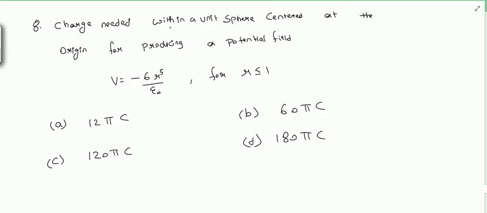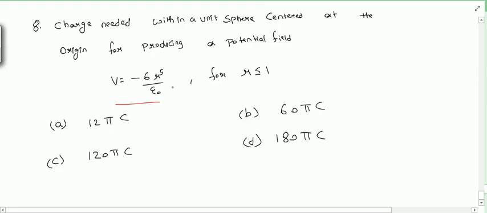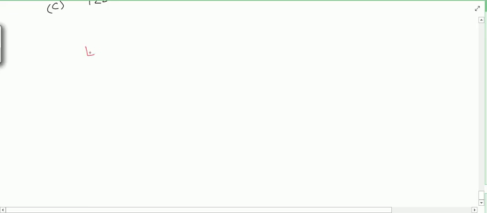The charge needed within a unit sphere centered at origin for producing this potential field: what will be the charge needed within a unit sphere? So what you have to do here is find out the charge to produce this potential, and it is a unit sphere. Using this potential we can find the electric field by the relation E is equal to minus gradient of potential. So you have to apply the formula for gradient, and it is in spherical coordinate.